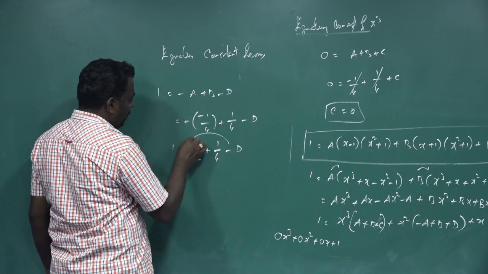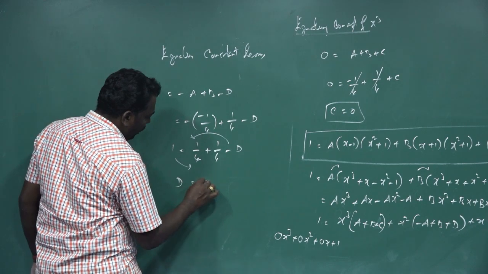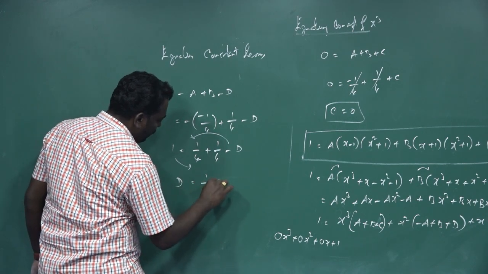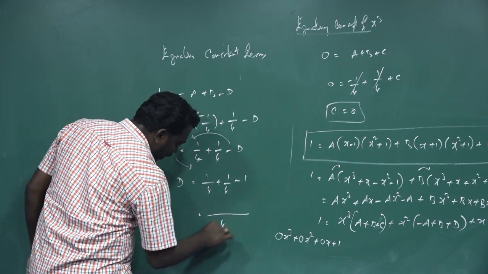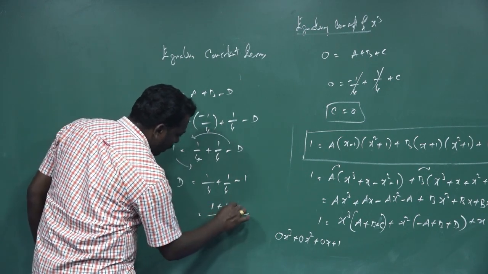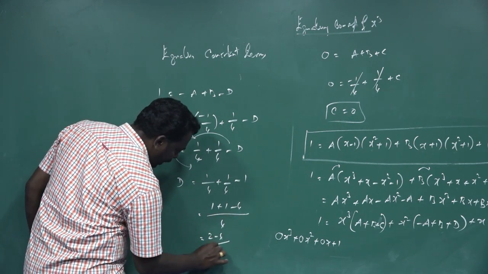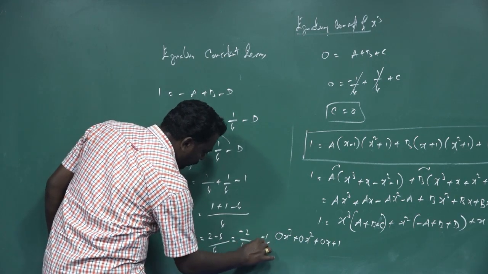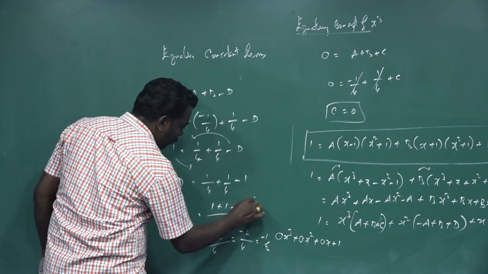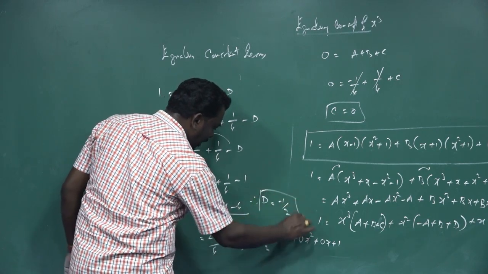Now transfer this term to the left hand side and the constant term to the right hand side. Therefore d is equal to 1 by 4 plus 1 by 4 minus 1. Taking the common denominator, 1 plus 1 minus 4 gives 2 minus 4 by 4, that is minus 2 by 4, equal to minus 1 by 2. Therefore the value of d is minus 1 by 2.